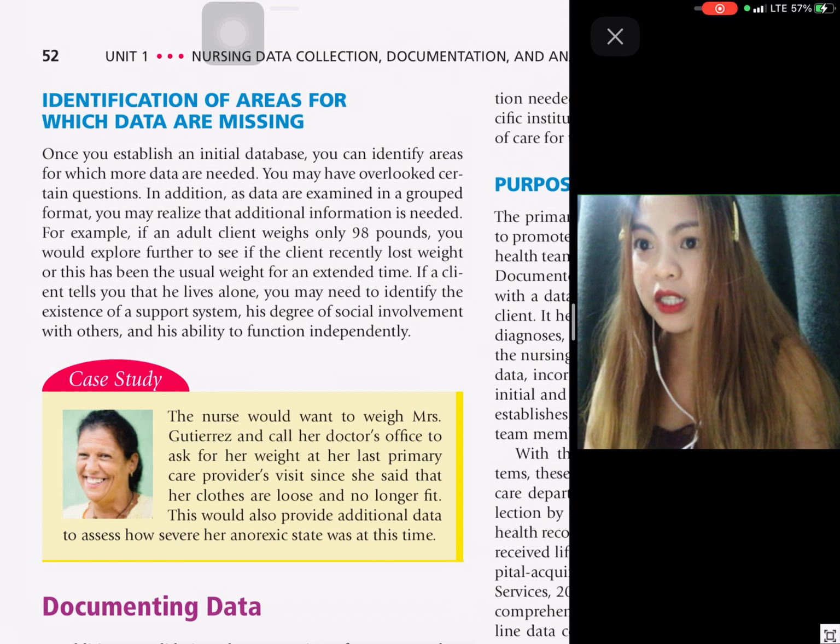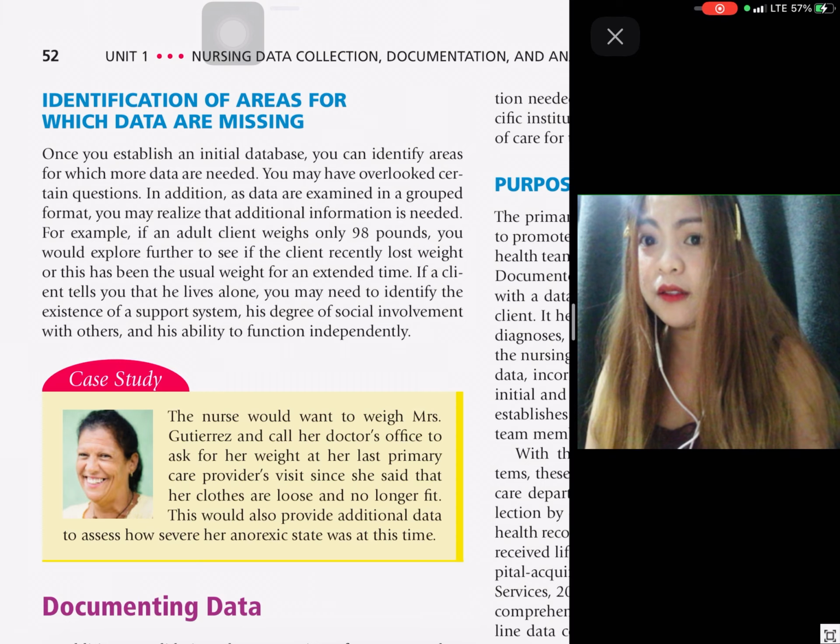If a client tells you that he lives alone, you may need to identify the existence of support system, his degree of social involvement with others, and his ability to function independently.